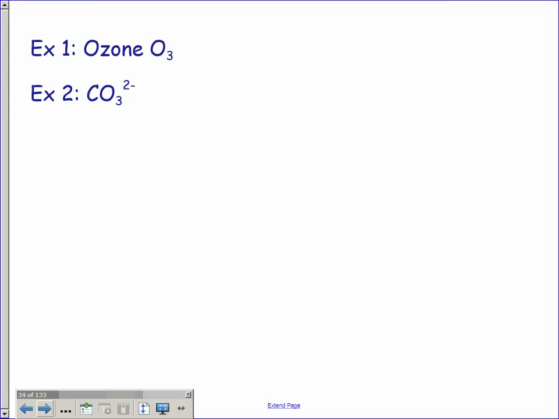So go ahead and draw the resonance structure for ozone and then for carbonate. So start with drawing one example of ozone and one of carbonate.